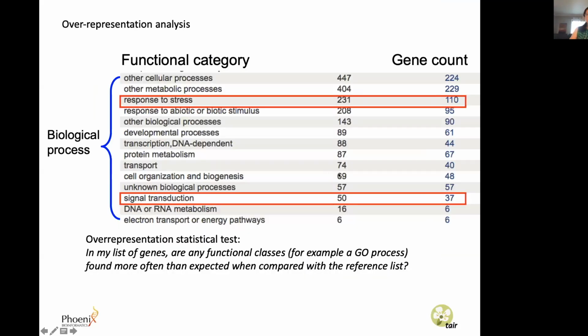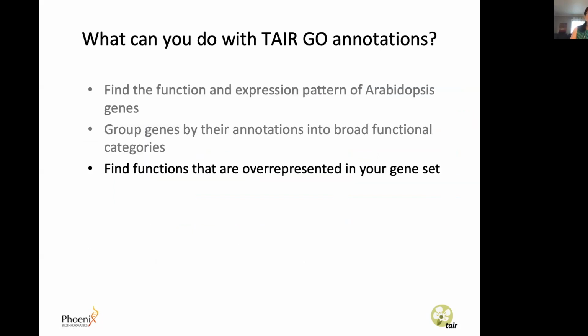Now you might wonder, I've uploaded my list of 200 some genes, and now they've been categorized into various categories. Does it mean anything if I submitted a list of 300 genes and 110 of them are in the functional category response to stress? Does that have any statistical significance? From this type of analysis, you can't tell that. So you need to do a statistical test called overrepresentation. And that's what I'll go into next.